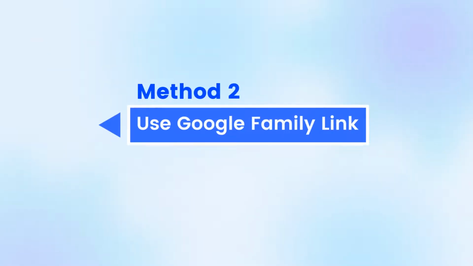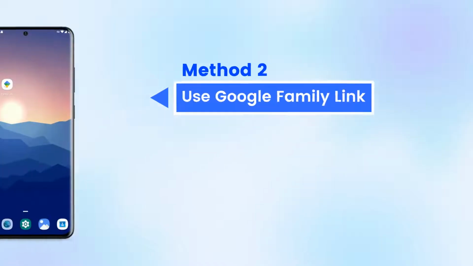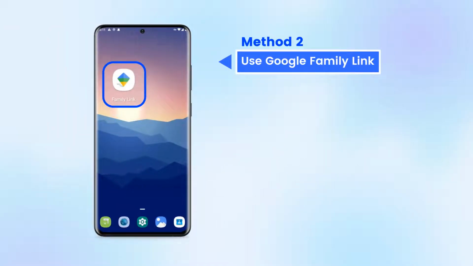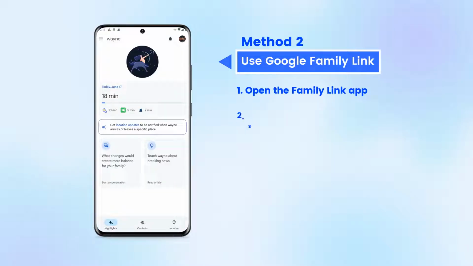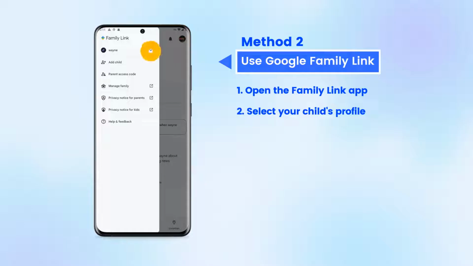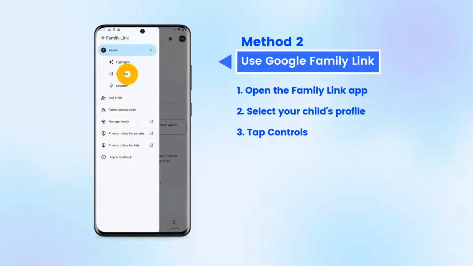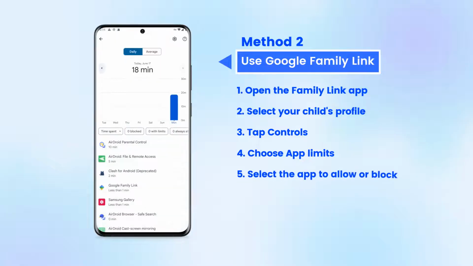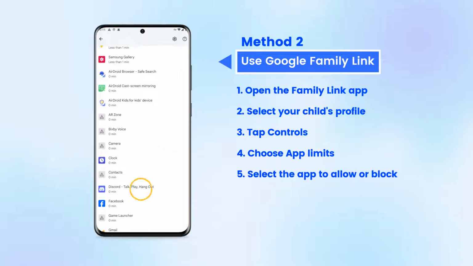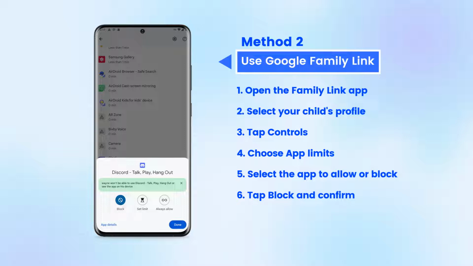Method 2. Use Google Family Link. Google Family Link allows parents to control which apps their child can use. Open the Family Link app. Select your child. Tap Controls, then choose App Limits. Select the app you want to allow or block. Tap Block and confirm your action by tapping Done.